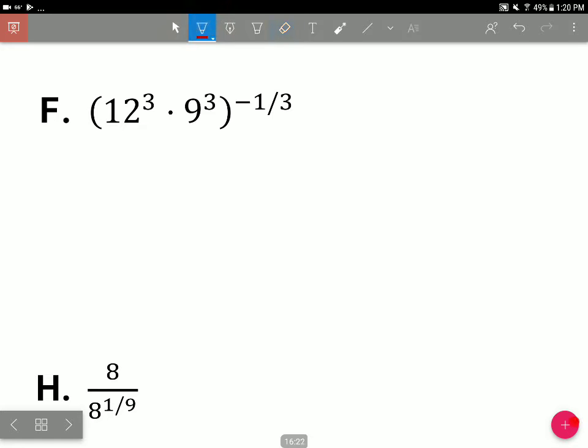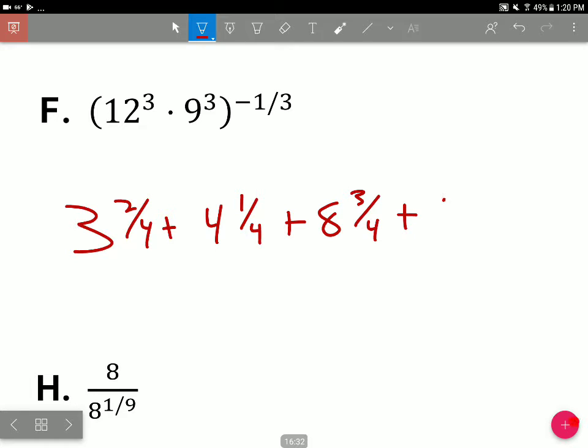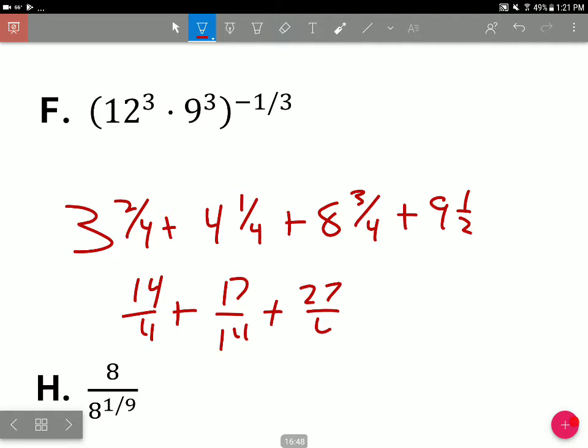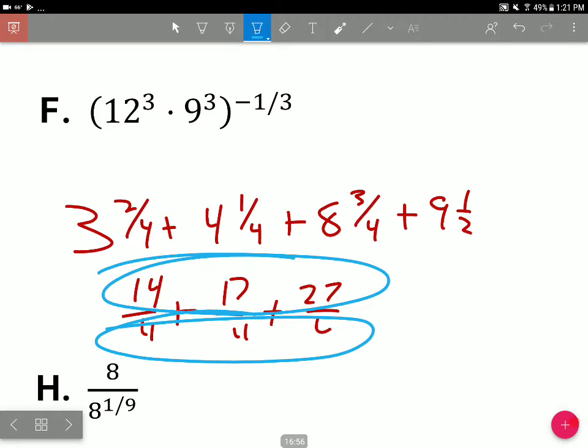What is 3 to the 2/4 plus 4 to the 1/4 plus 8 to the 3/4 plus 9 to the 1/2, versus having 14/4 plus 17/4 plus 8 times 4, what's 8 times 4? 24, 27/4. I know this is a little crazy, but you notice how the denominator is already taken care of? I can just add the top. You follow me? And the same way with multiplying. I don't have to turn them back.